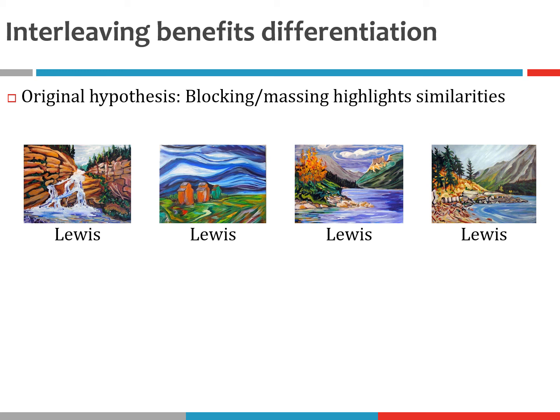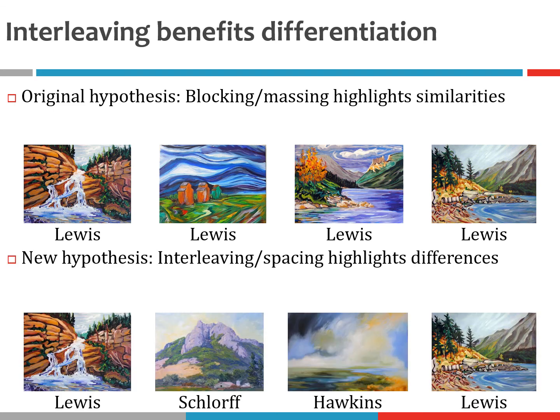Because of this, Cornell and Bjork had to modify their hypothesis. The original hypothesis was that blocking or massing the paintings together allowed the learner to identify what all of the paintings had in common, or how all of the paintings were similar to each other. And now they modified it to interleaving or spacing is better because it highlights the differences.